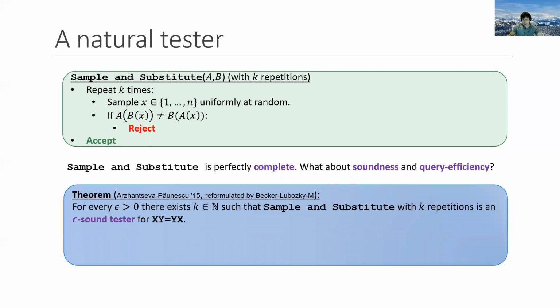Fortunately, a theorem of Arzhantseva and Paunescu yields a positive answer. Their paper is in group theory and does not directly address this question of testing whether permutations commute. However, after we reformulate it into property testing language, the result says that for every epsilon, there exists some k such that the sample and substitute algorithm with k repetitions is an epsilon sound tester for the problem of commuting permutations. Since k does not depend on n, this is also a query-efficient tester, and we conclude that the relation xy equals yx is indeed testable.